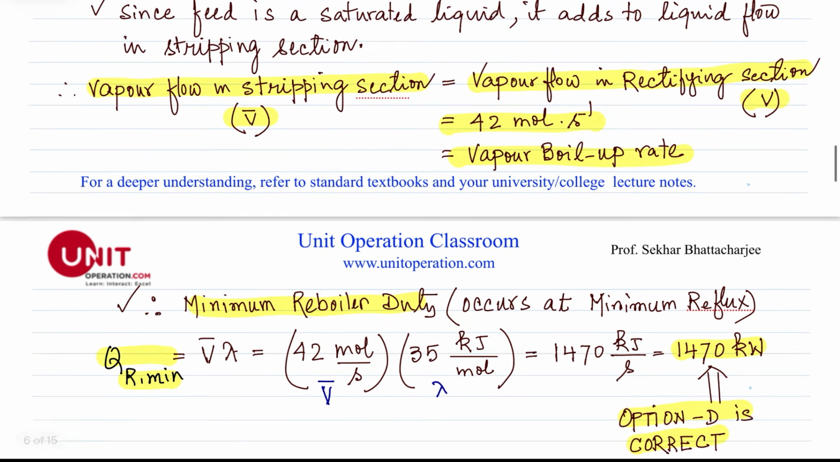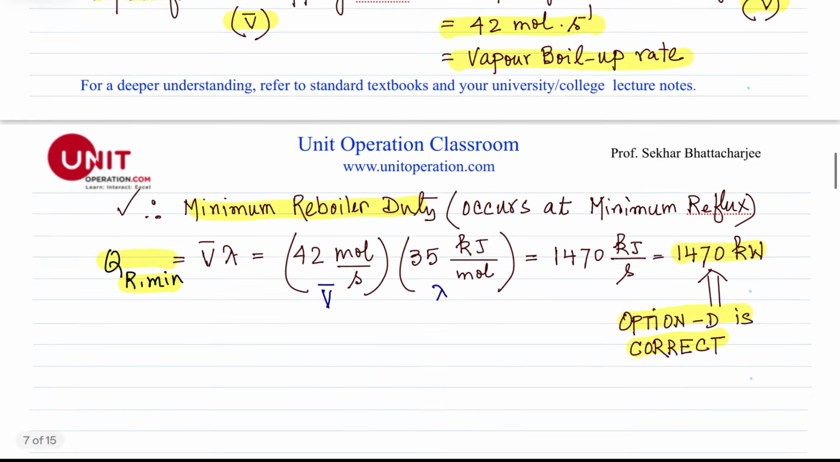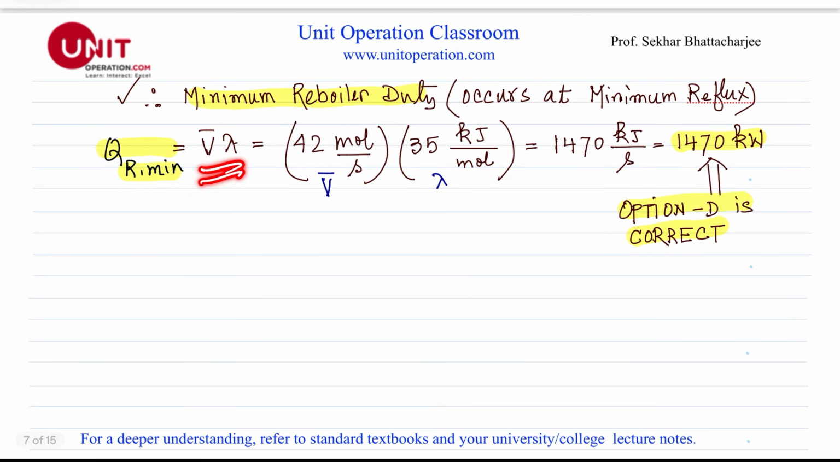So we said the vapor flow in the stripping section, V bar, must be equal to the vapor flow in the rectifying section. So V bar is equal to V, which is equal to 42 mole per second. That's the vapor boil-up rate. So the minimum reboiler duty is that multiplied by lambda, which comes to 1470 kilowatt.